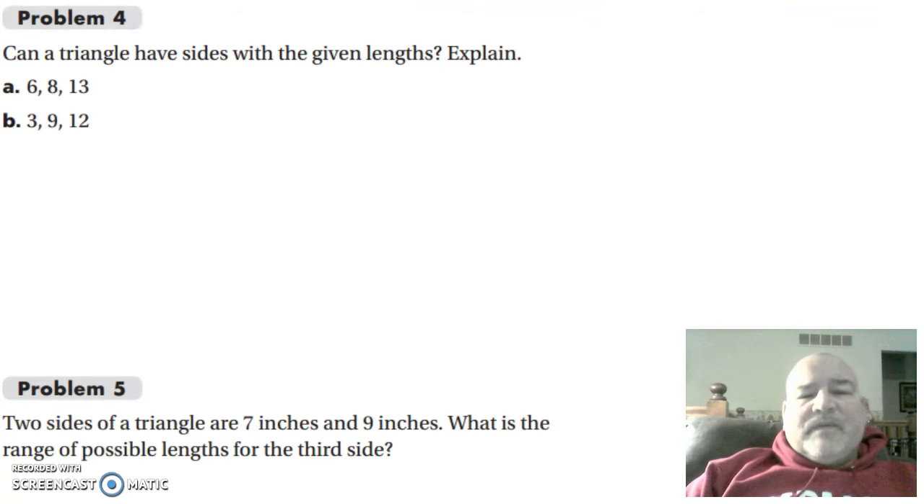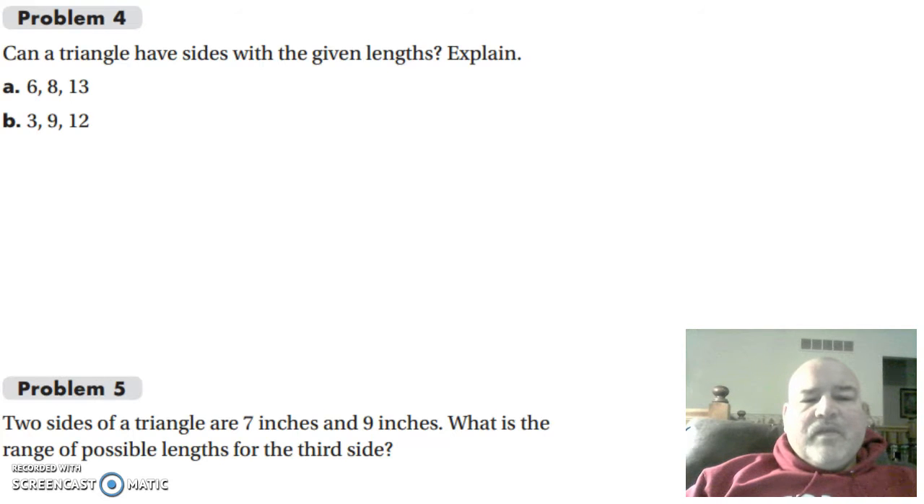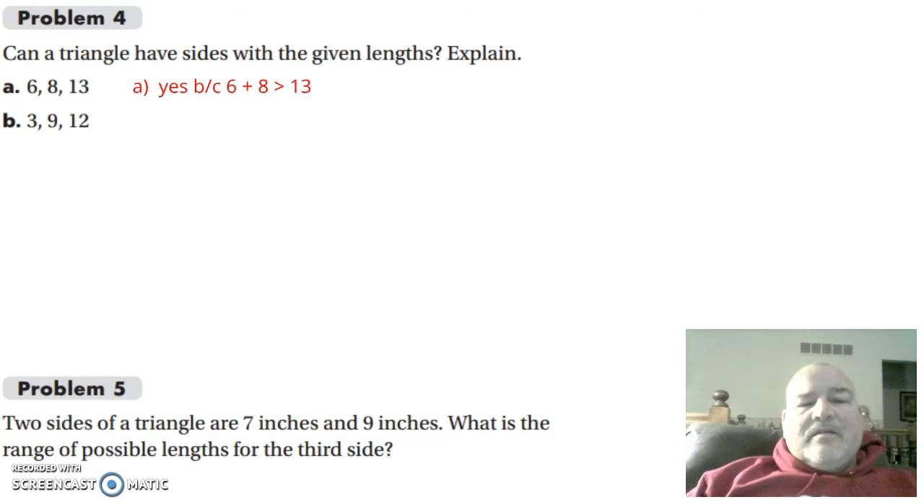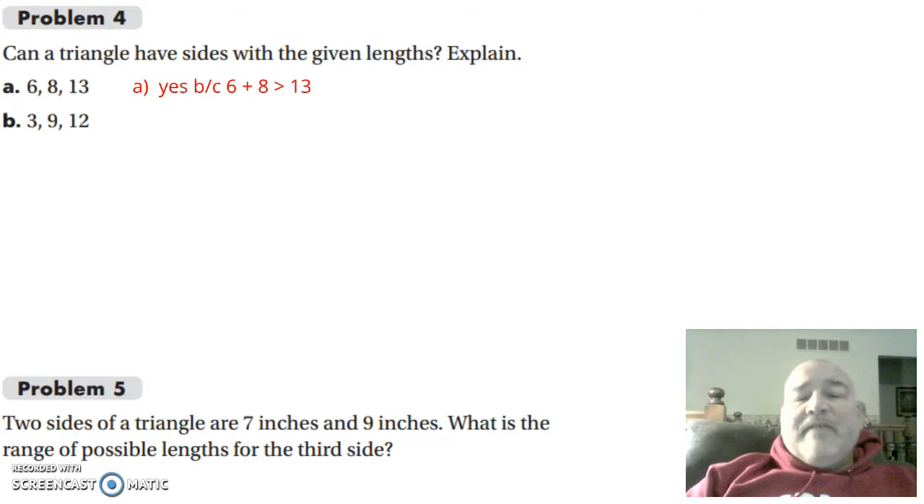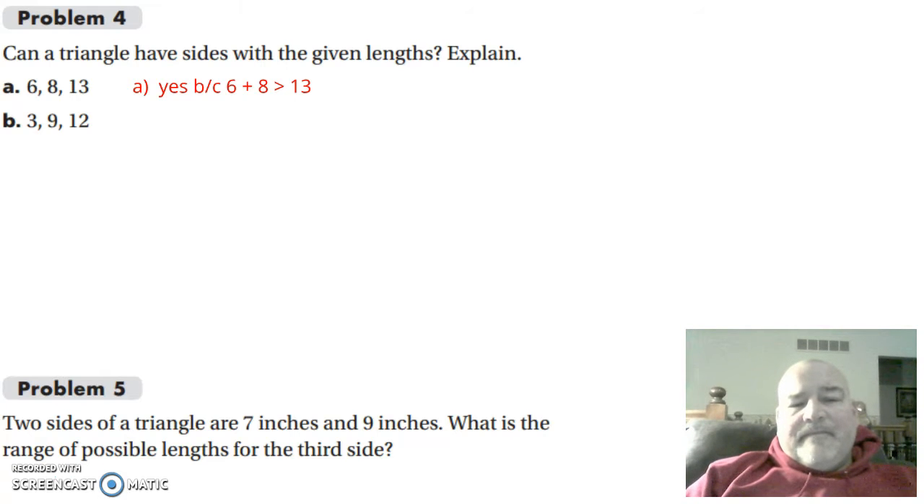Take a look at our final examples. Can a triangle have sides with the given lengths? Explain. If we added 13 to something, since 13 is the biggest, we're automatically going to be bigger. So let's just deal with the shortest two sides. Can a triangle have sides with the given lengths of 6, 8, and 13? Yes, because 6 plus 8 is greater than 13. Again, if we added 13 plus 8, they're already bigger than 6, and we're adding things together, so they're going to be bigger. Just do the two shortest sides compared to the third side.